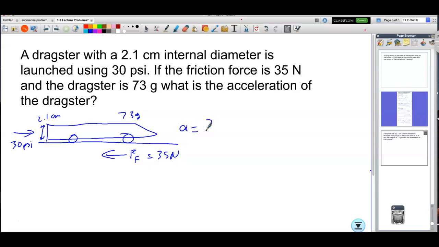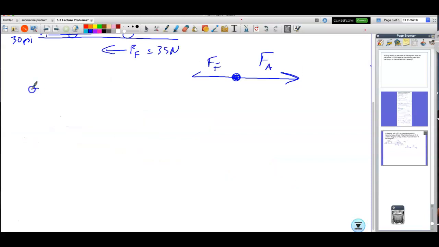So now if we have the friction force, we know we probably should get a smaller acceleration than the one we got in the second problem. So if we look at our free body diagram again, we have our force of the air, but now we also have our force of friction. So that changes our sum of the forces equation.